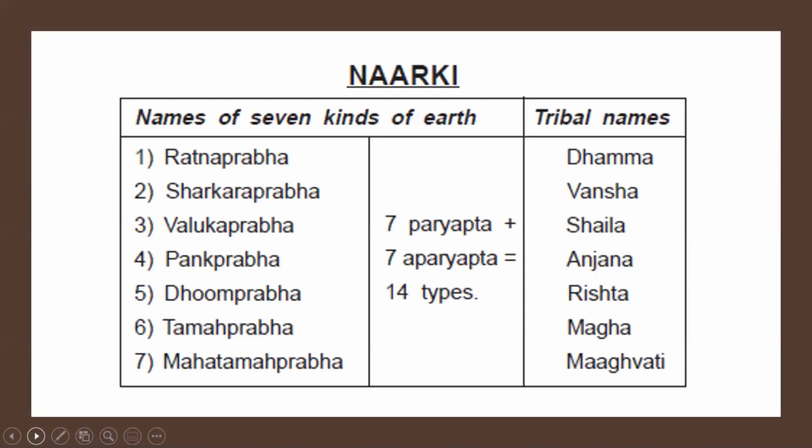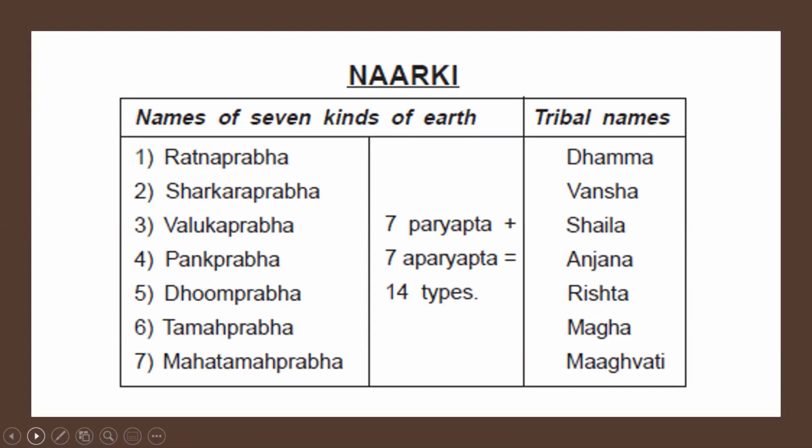So there are 7 Narkavas, and all these Narkavas are in the Adholok, that is below the Tirchalok. The names of the 7 Narkavas are: first is Ratnaprabha, second is Sarkara Prabha, third is Valuka Prabha, fourth is Panka Prabha, fifth is Dhum Prabha, sixth is Tama Prabha, and seventh is Mahatama Prabha. So these are the names of the 7 Narkavas.